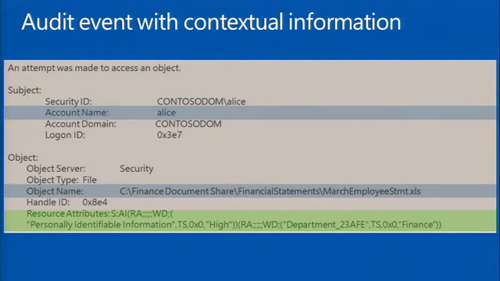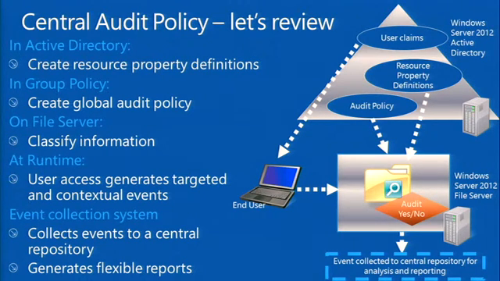OK. So just to summarize again, same picture. We define claims, audit policy, resource property in Active Directory. These go down to the server. And then when the user tries to access, either gets access denied or allowed. And based on that, there's auditing. And there are a few partners, as well as our own System Center Operation Manager, that collect these events and allow to report on them based on the contextual information.